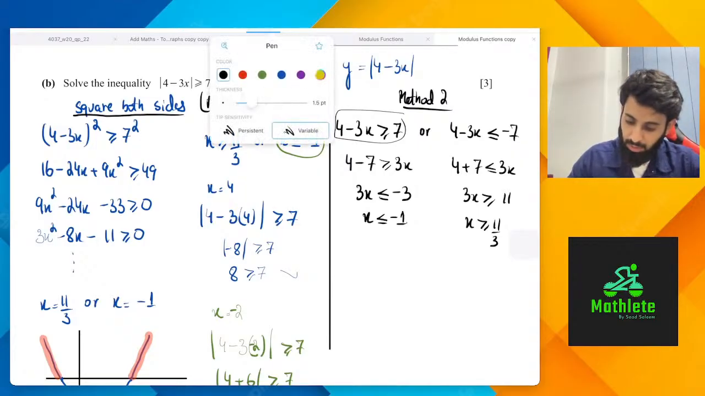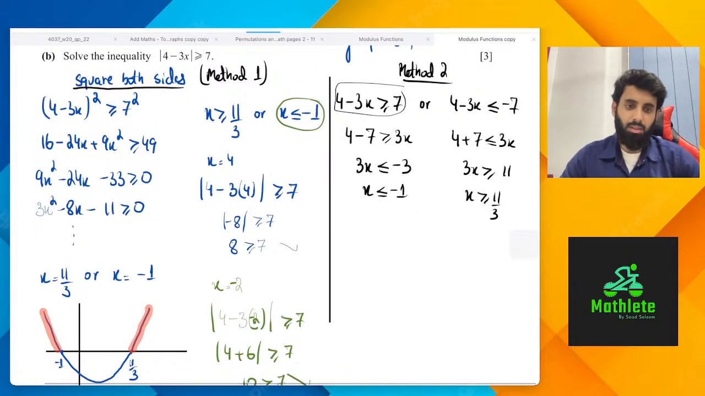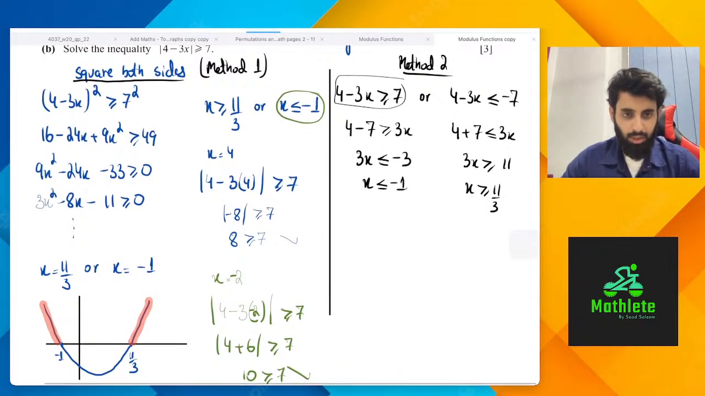Now it's up to you guys whatever method you want to use, but remember, when you have absolute on both sides, then it's best that you square both sides.